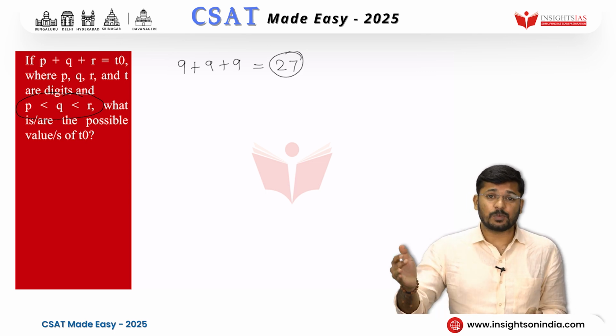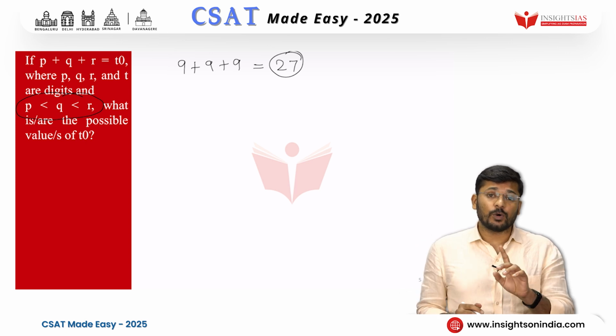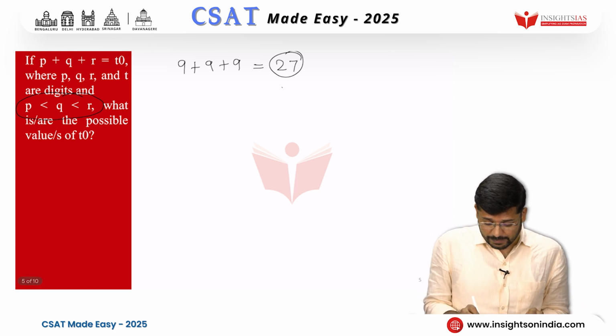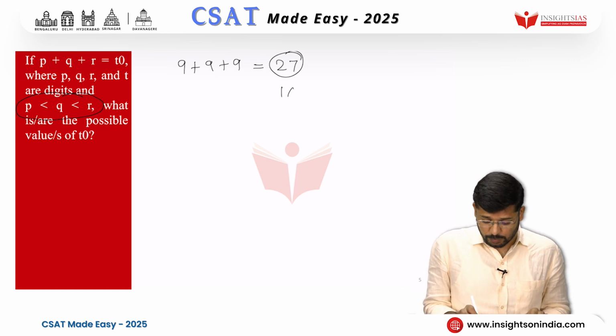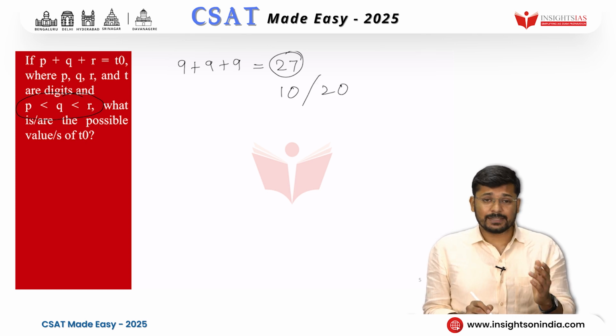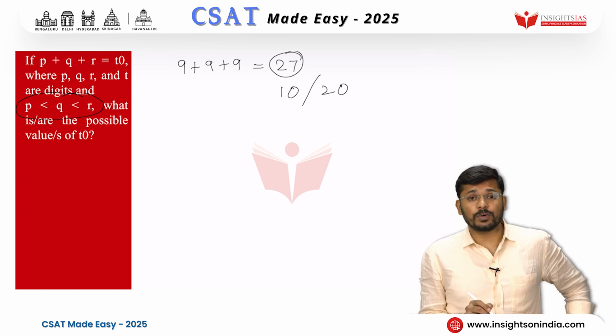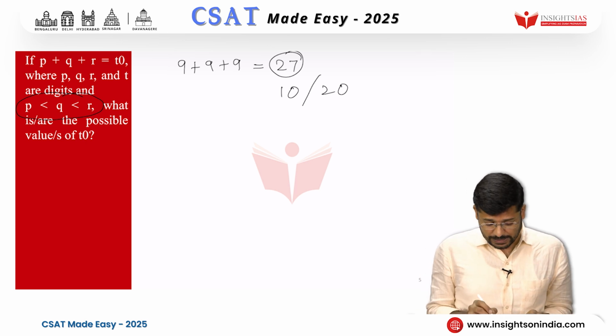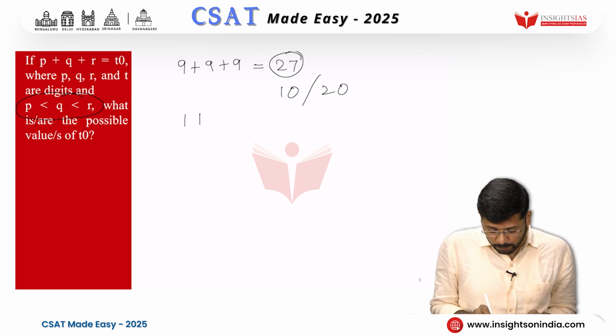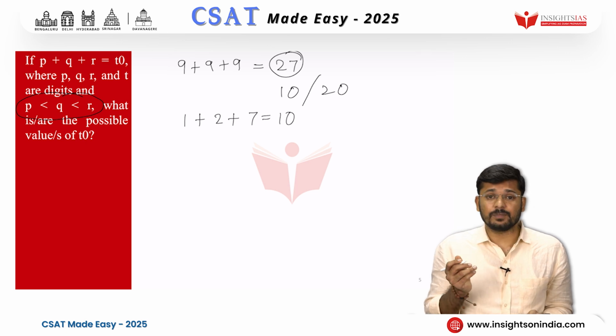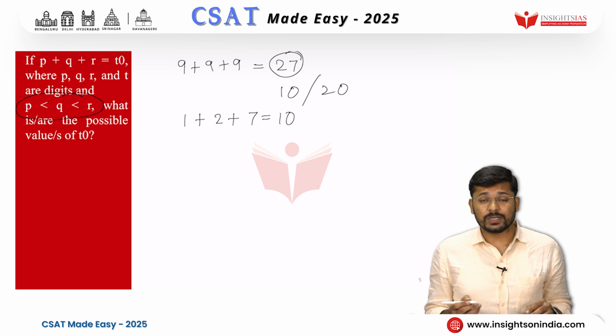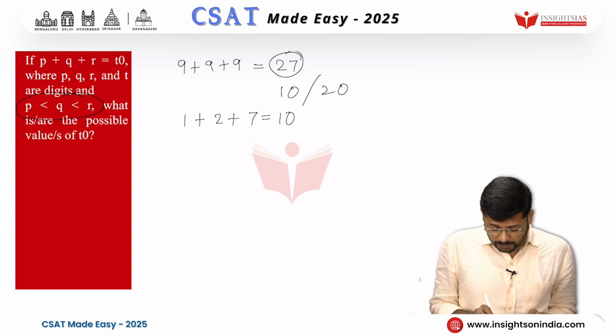So it cannot reach up to 30 at all. So what are the possible values that T0 can take? That would be less than 27. It can be either 10 or 20. So let us think about the condition. P is less than Q is less than R. Now 1 plus 2 plus 7 would give us 10, where P is less than Q is less than R. Now we shall try to make 20.